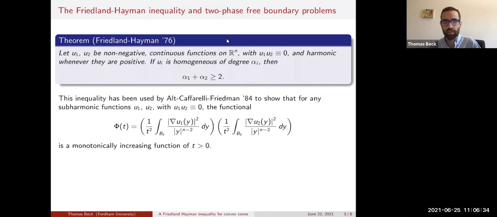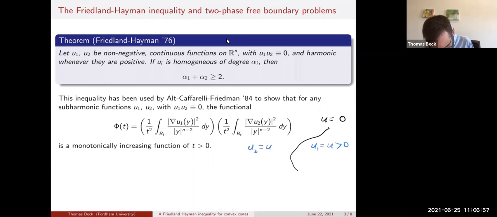In particular, this monotonicity holds in the following setup, where we have one function, say u, which is equal to 0 on some curve, or more generally some hypersurface. And then u1 and u2 are equal to the positive and negative phases of this function, where we're assuming that the function u is harmonic anywhere where it's non-zero. In other words, anywhere away from this hypersurface where u is equal to 0.